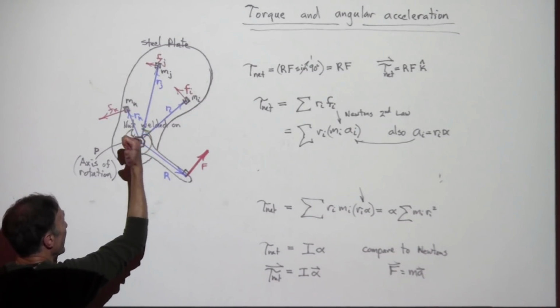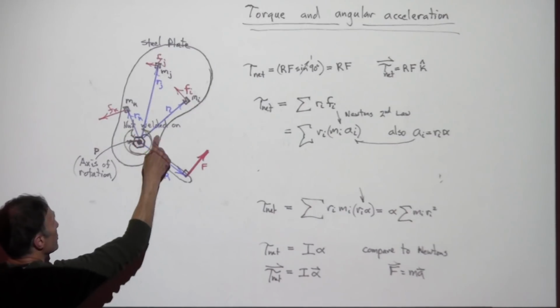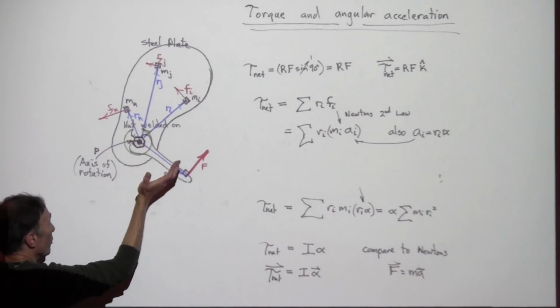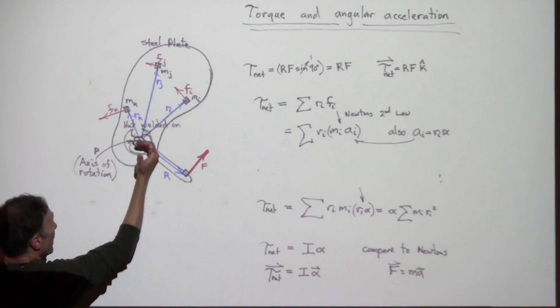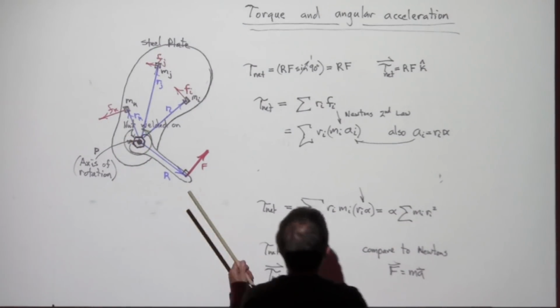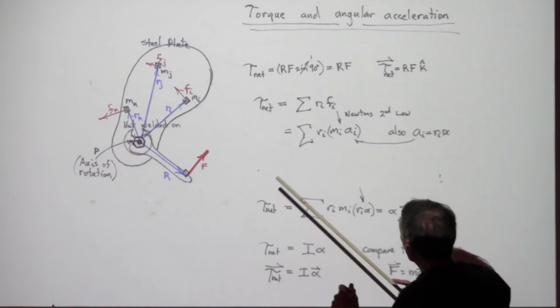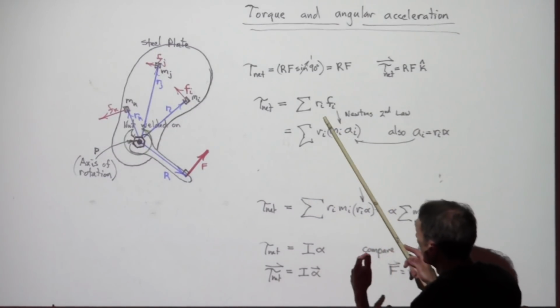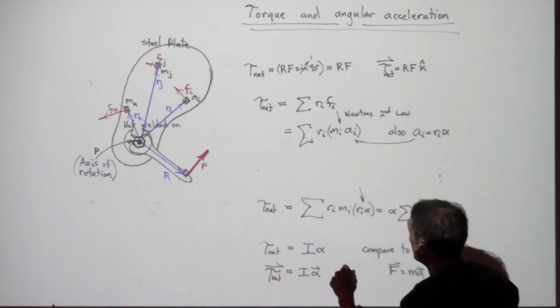It points along the axis of rotation. And so using the right-hand rule, if you are using the cross product, it's going to be pointing this way. It points along the axis. Again, you don't need to worry about this so much. We'll be dealing primarily with just the magnitudes.